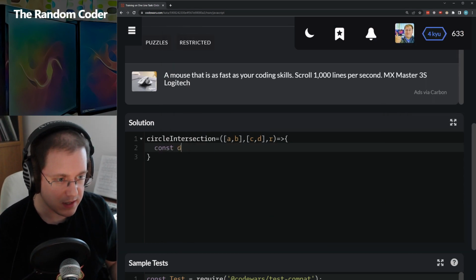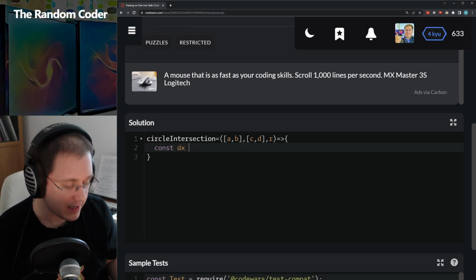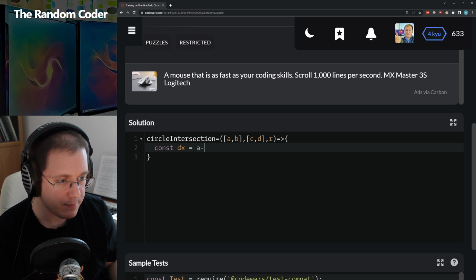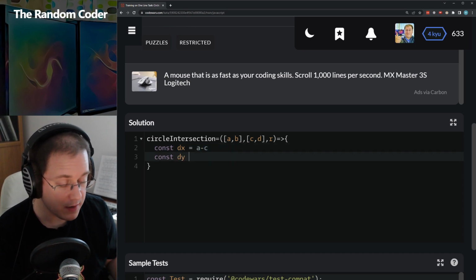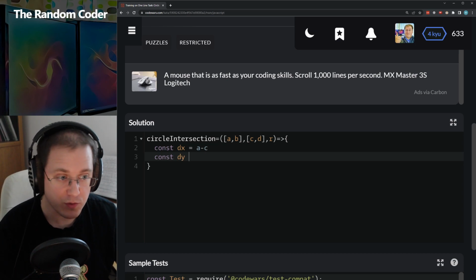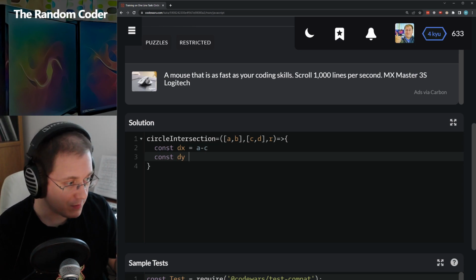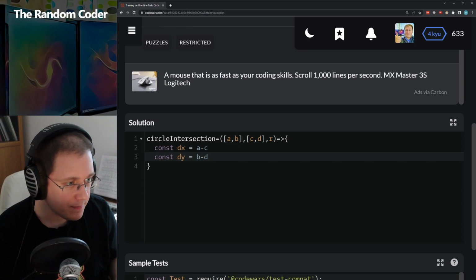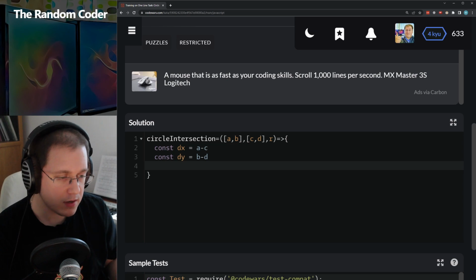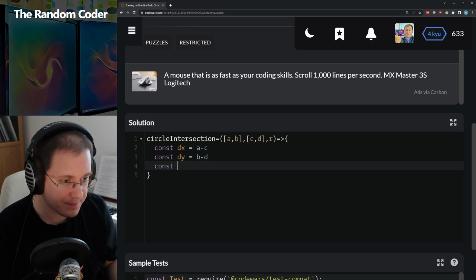Const dx equals a minus c. Const dy equals b minus d. And I'm for the moment going to completely ignore the word count. I'm probably already in excess of it, I think. We can try and condense it down after. Okay.